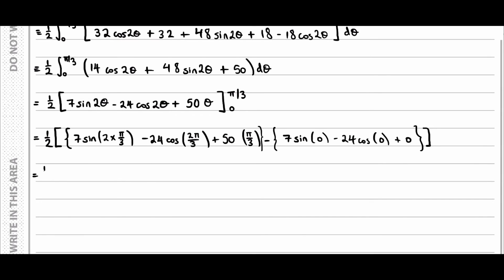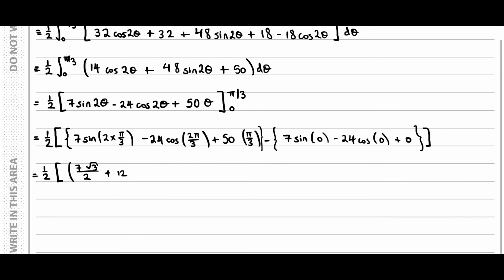So we have a half, and then inside the brackets, 7 sine of 2 pi over 3, that's root 3 over 2. Multiplying that by 7, we have 7 root 3 over 2. Cos of 2 pi over 3, that's minus a half. And then multiplying that by minus 24, that would be positive 12.